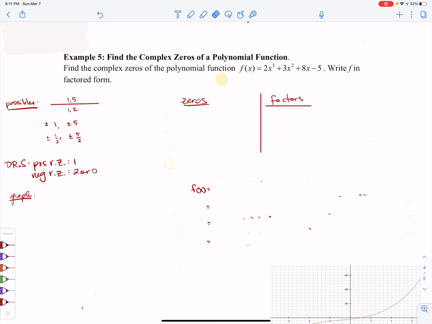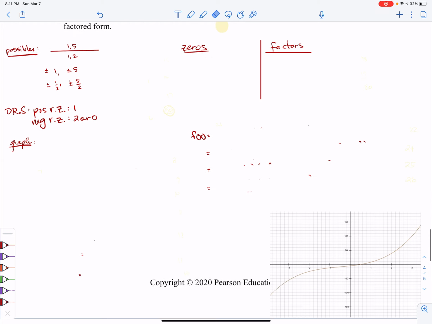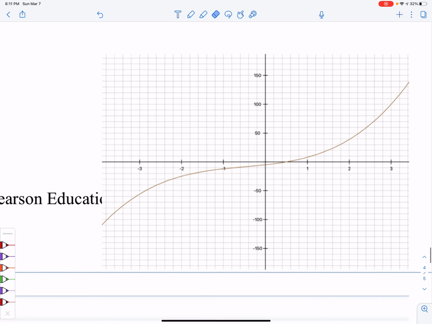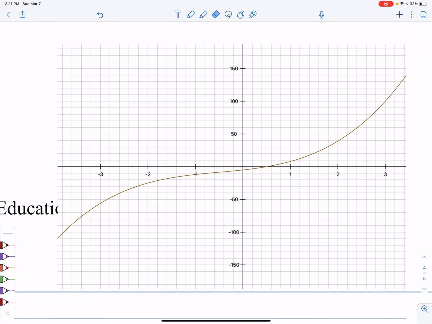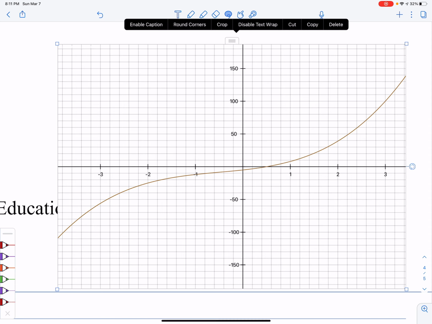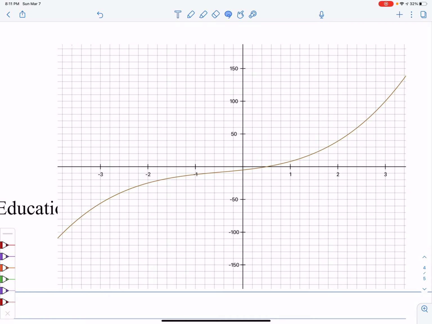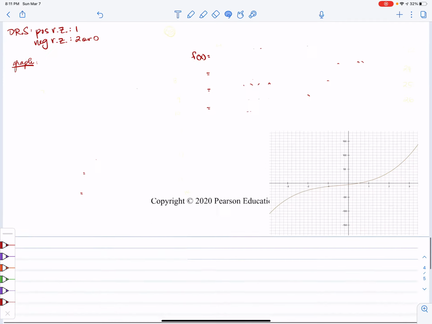Now's the time to graph. I went ahead and graphed this and posted it on the page. So I'm really only looking for one real zero. And I think you'll be able to tell here that it's happening halfway between 0 and 1. And so I'm going to try the x value of 1/2, x equals 1/2.